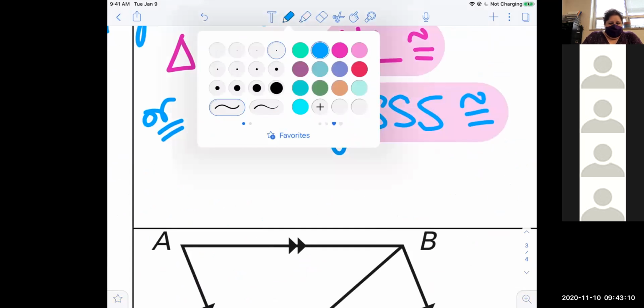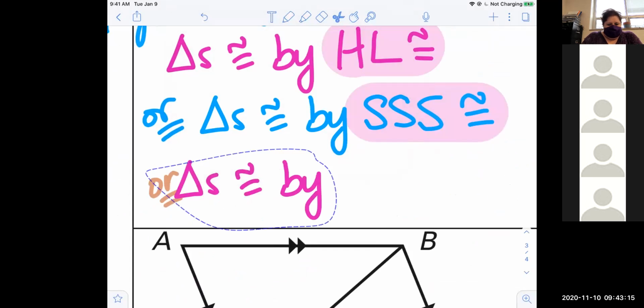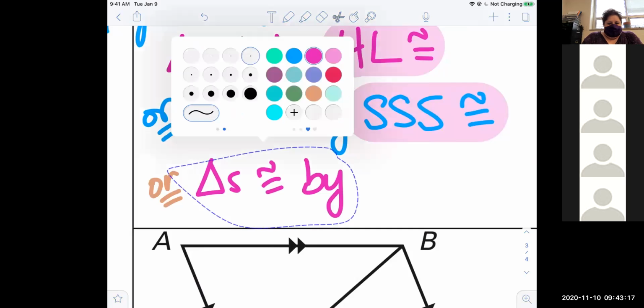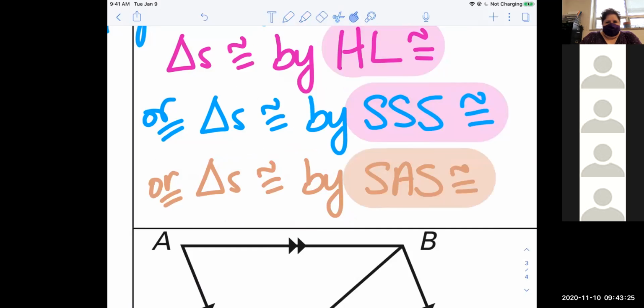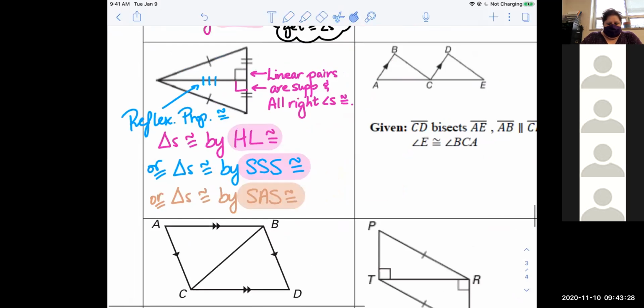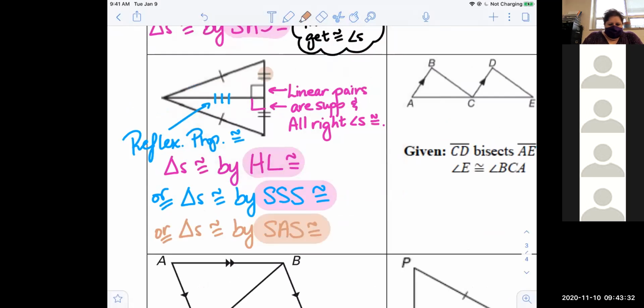So that means when I'm grading this, I have to watch out that maybe you actually said something that's right, you just did it differently than somebody else. So what's important again is that you have the markings to support what you're saying. So any of those would actually work. If you're using side angle side, it would be side and then the right angles and then the shared side.